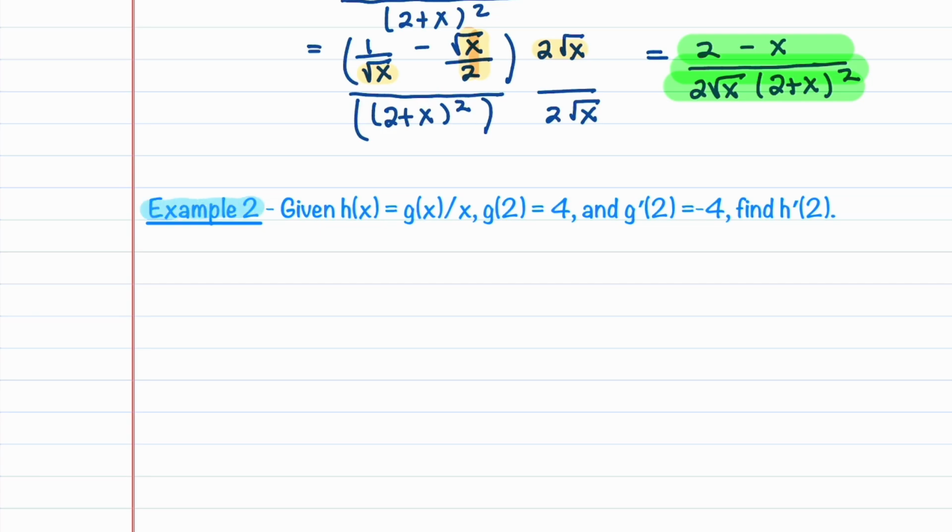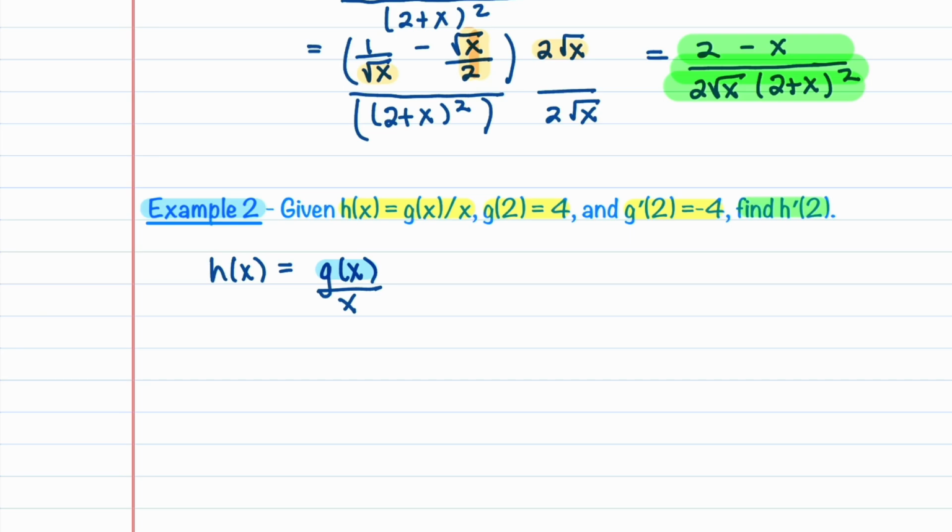Let's now look at our second example. It's actually not as hard as the one that we just did. In this example, we are given that h of x is g of x divided by x, g of 2 is equal to 4, and then g prime of 2 is negative 4, and we're asked to find h prime at 2. We are given that h of x is g of x all divided by x.